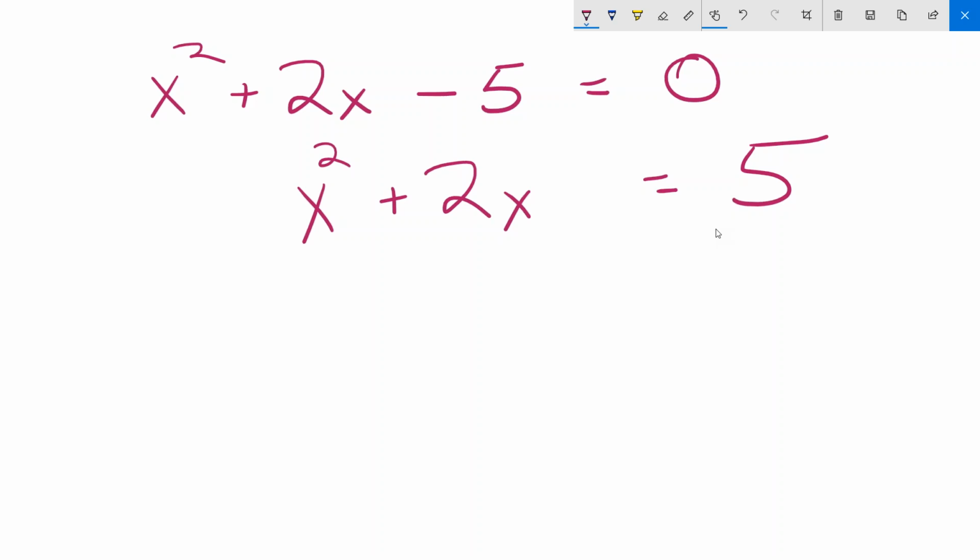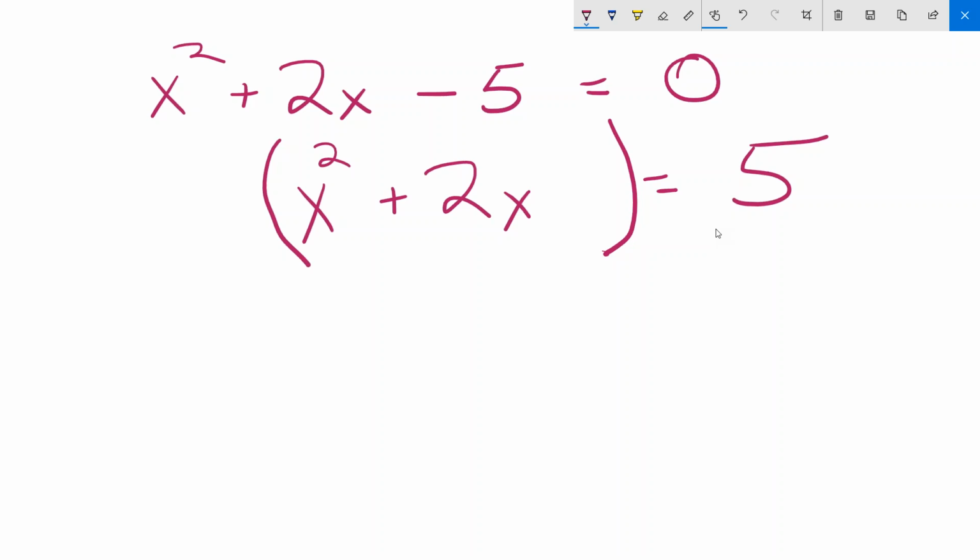Maddie, can you hear me? Oh, yeah. Okay. So now I have it in position to complete the square. And the way I'm going to do that is by drawing parentheses around that and completing the square inside the parentheses.